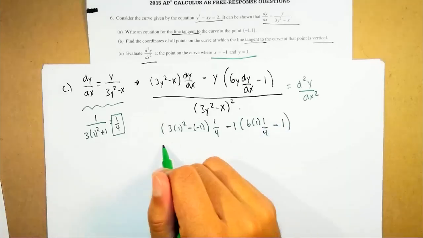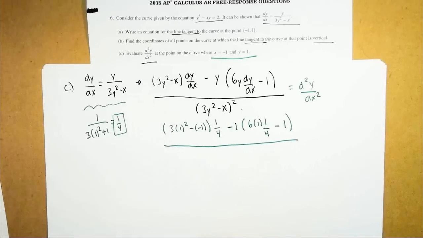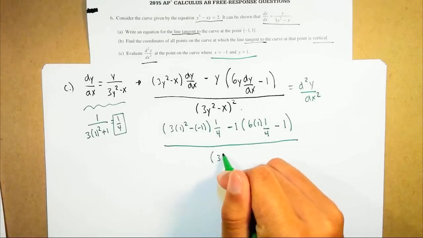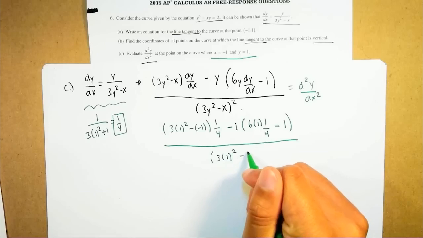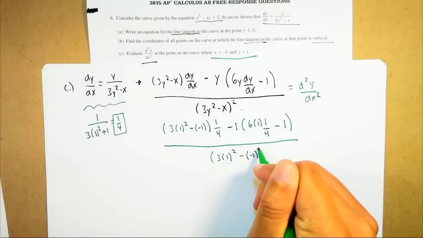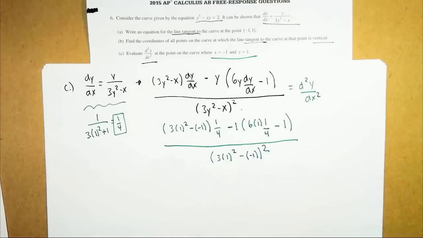All over, and it looks like a mess like I told you. This is one that you have to be very careful. So once you find your derivative, plug in the values. 3 times 1 squared minus 1 squared. Okay, now when I work everything out, this is what I'm going to get.